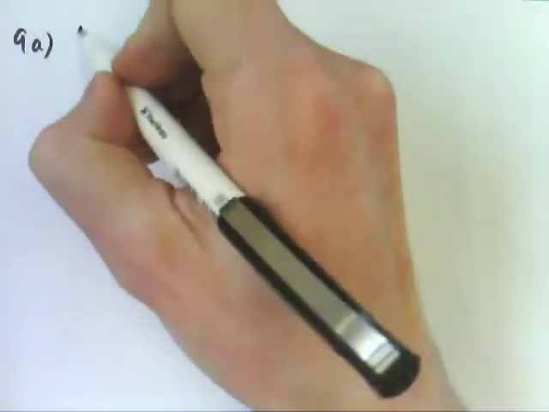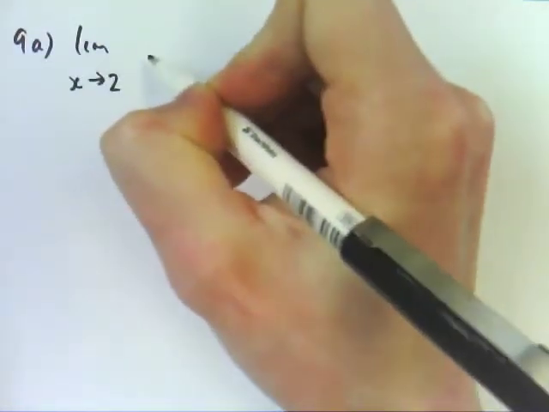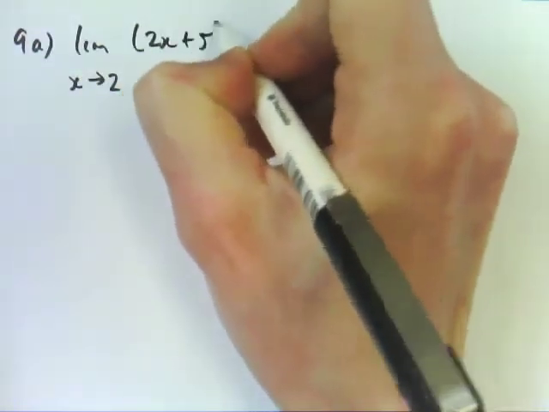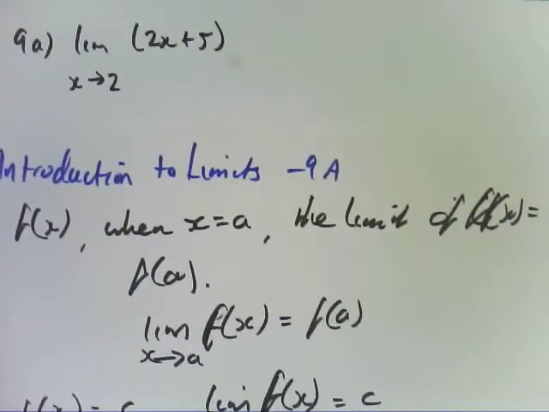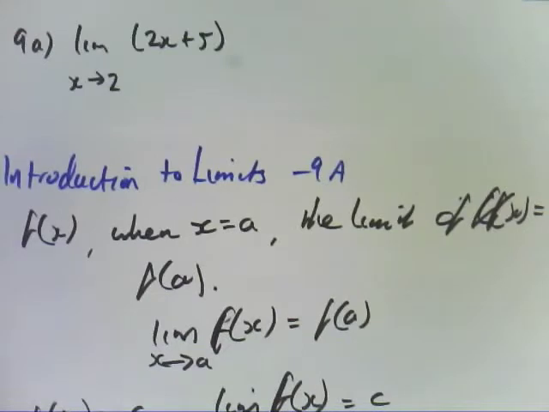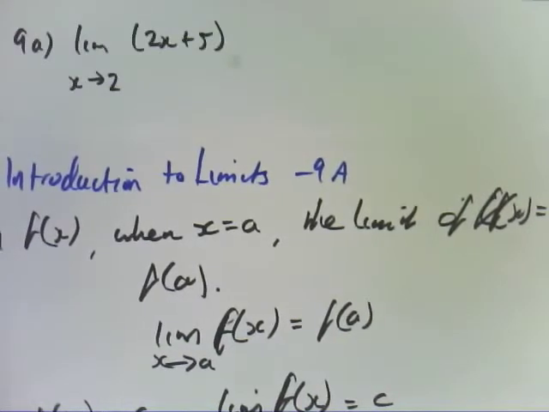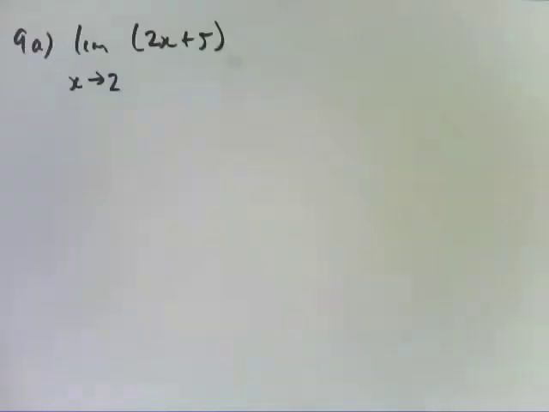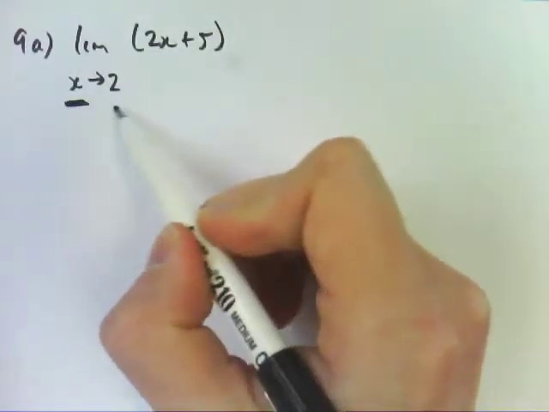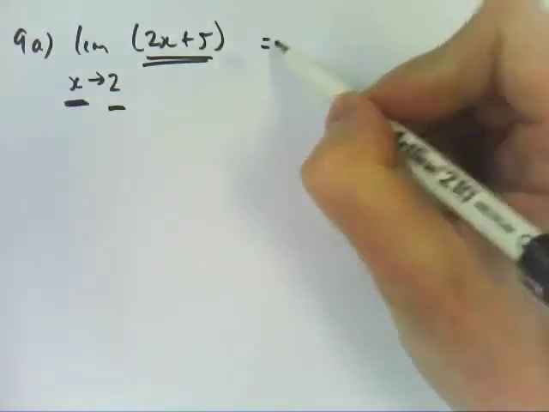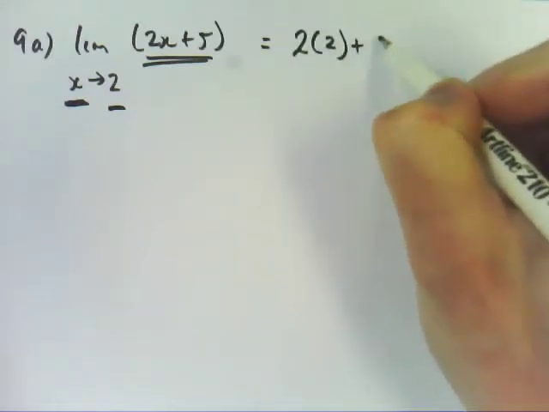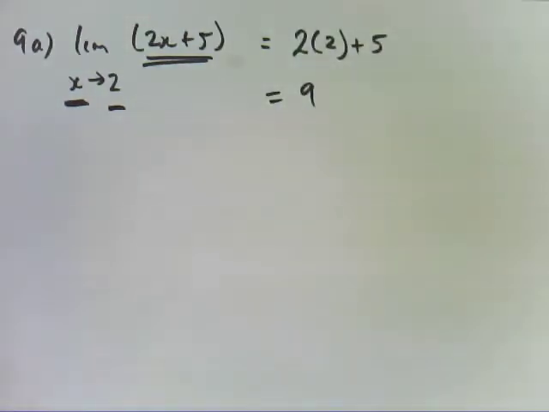Okay. It says the limit as x approaches 2 of 2x plus 5. We need to evaluate that. We're not allowed to use a calculator. What does my first rule say? What does the first rule of limits say? When x approaches a, the limit of f(x) is going to be f(a). Okay, so in this case I'm going to substitute x equals 2 into this, and that'll be the limit as x approaches 2. So as x approaches 2, I'm going to get close to that, no matter which direction I approach 2 from.